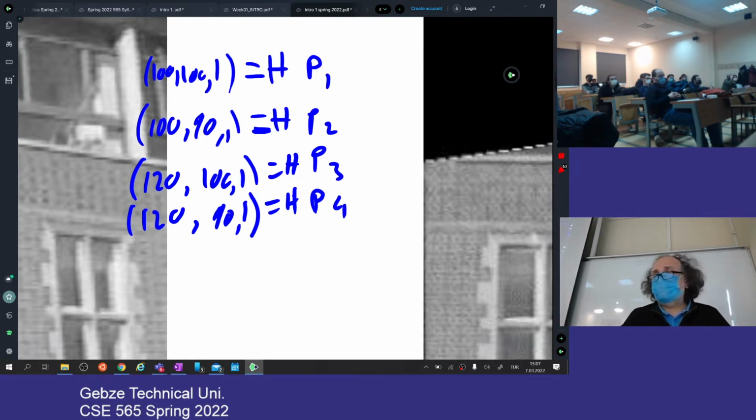So H has 8 degrees of freedom. That means that I have 8 unknowns. How many equations do I have here? To solve for 8 unknowns, you need how many? You need 8 equations. We need 8 equations, but it looks like I have only 4, so where am I going to find all the rest?